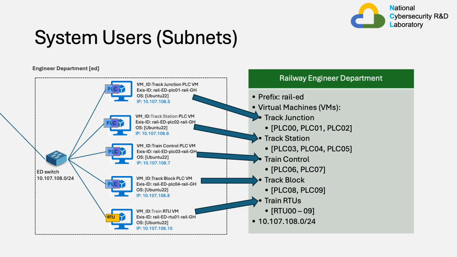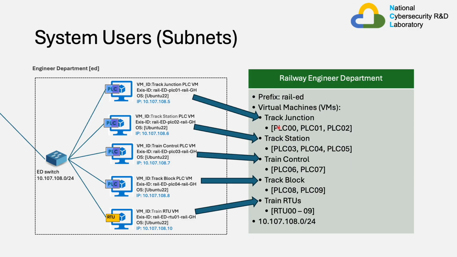Next, we have the engineer department. The engineer department subnet is meant to simulate the railway system's logical components that the railway components communicate with. Currently, there are no user VMs in the engineer department. There are 5 machine VMs in this subnet. Each VM simulates a different part of the railway system. The first VM is a track junction VM, which handles the logic for PLCs 0 to 2.